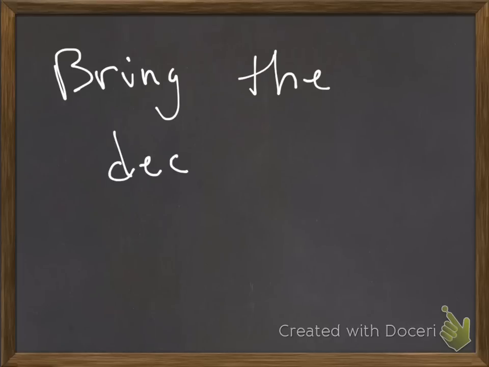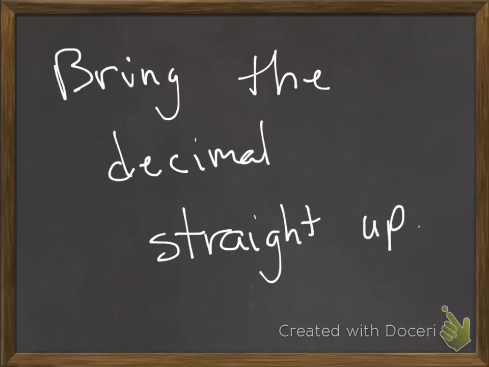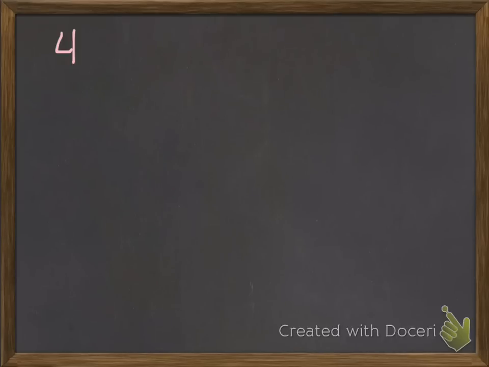And then we also need to remember to bring the decimal straight up after we have moved it. One other thing I should make sure that I emphasize is if I move one decimal, I have to move the other decimal. So it's just like a one-step equation. What you do to one side, you have to do to the other side. Now with a decimal, if I move a decimal, I have to move the other decimal just as many places. So let's look at an example.